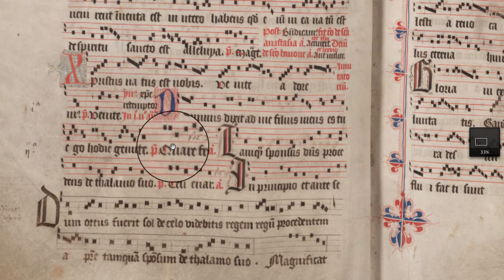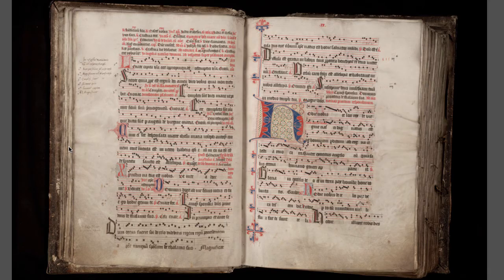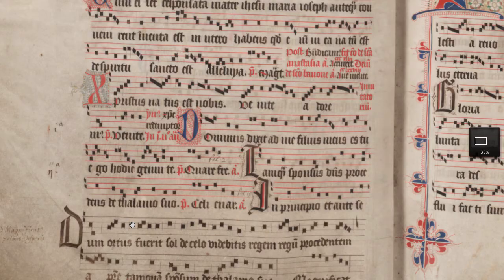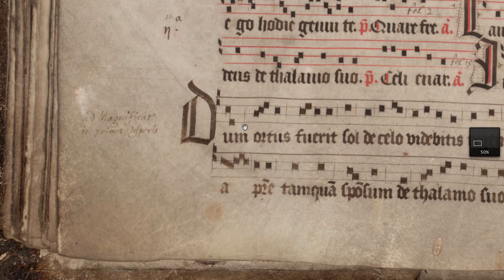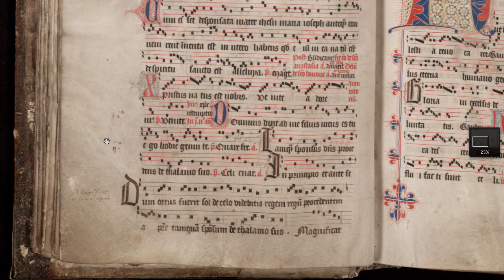If we take a look at the page as a whole, you can see that this dum has been added later in a different hand, and as we have seen before, with a totally different setting. You have outside of the, well, rather in the margin, so outside of the normal layout, and with black lines instead of red ones, an antiphon to be sung with the Magnificat in the primis vespris, so in the first vespers of Christmas.